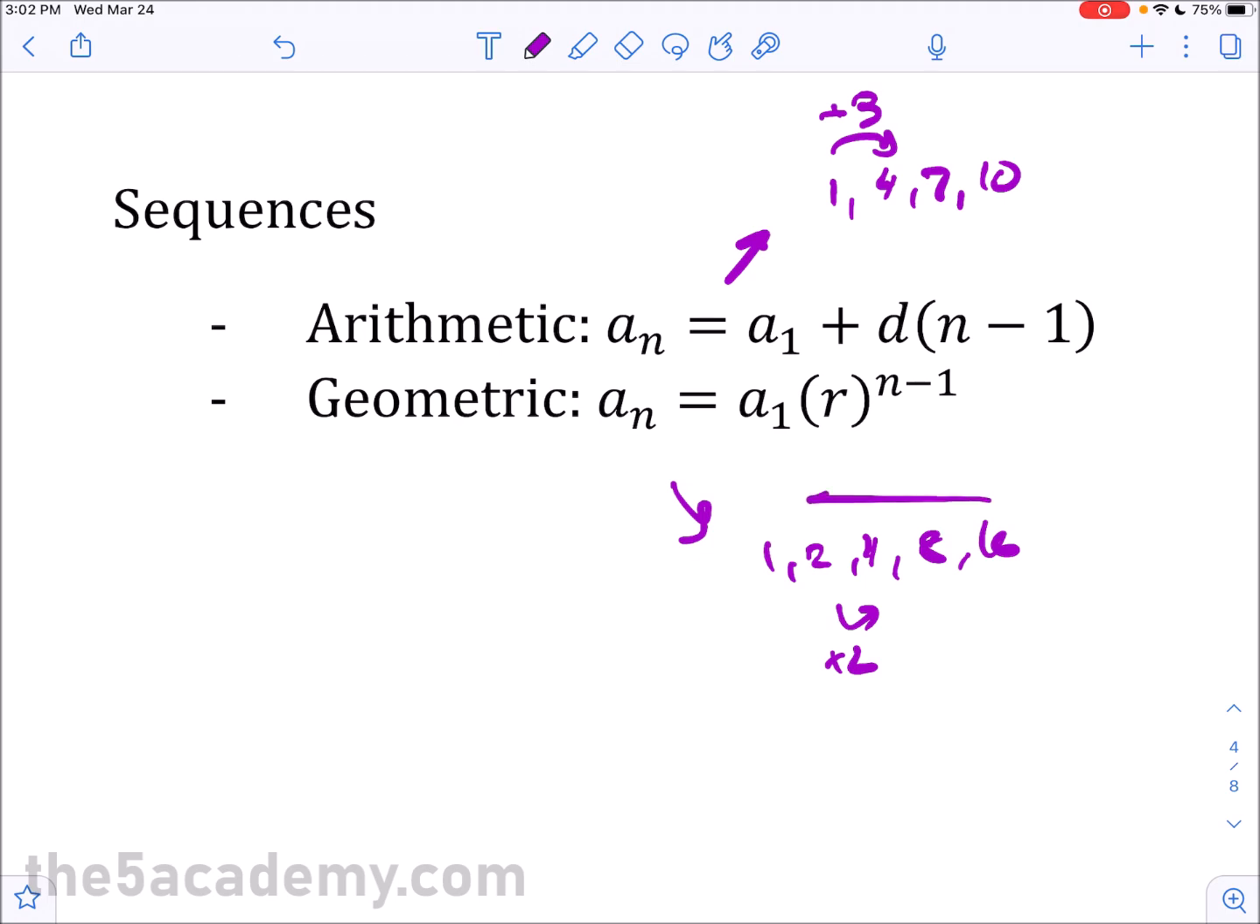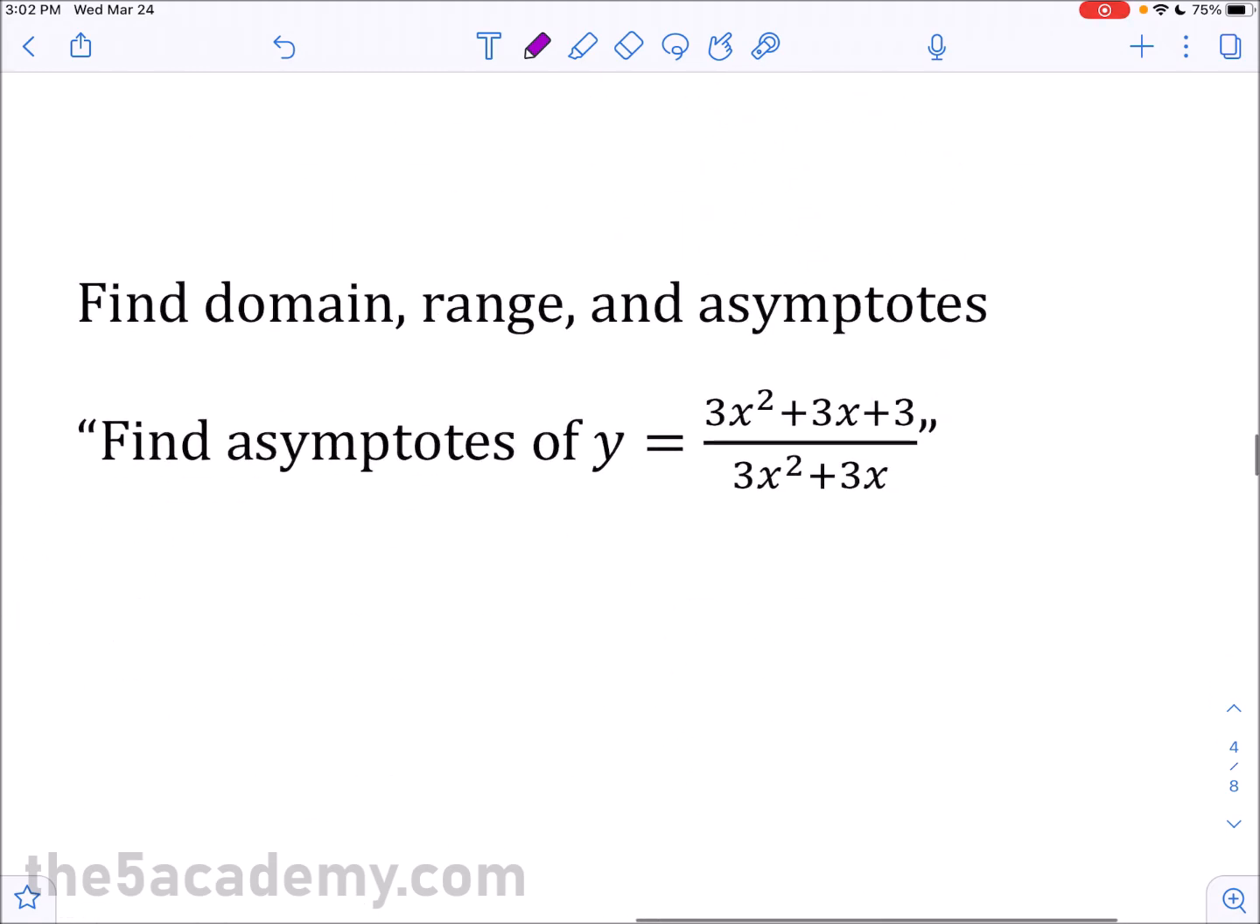It could be decreasing, so you could go in this direction too, like 16, 8, 4, 2. Same thing in this case. You just need to remember these equations and how to use them. I'm not going to get into the details of that right now.